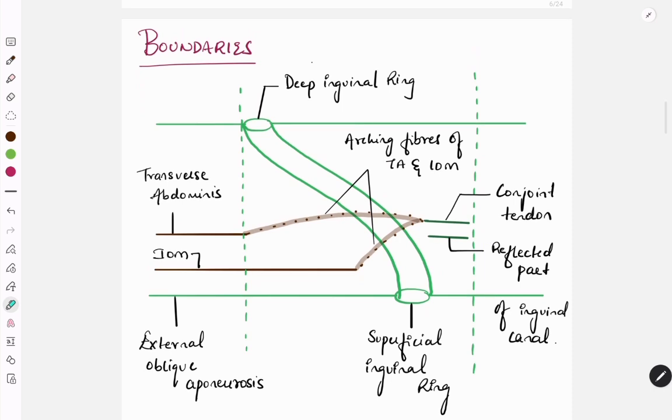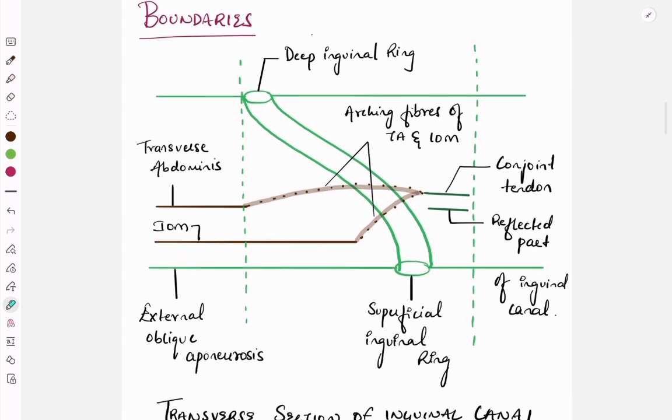So now moving on to the boundaries of the inguinal canal. As you can all see, this diagram is very important, and if you understand this diagram, you can write the boundaries, the relations, everything on your own. Anteriorly, the entire extent of the abdomen, we all know, is covered by external oblique aponeurosis. And over here we have this gap, that is nothing but your superficial inguinal ring. Posteriorly, this is your fascia transversalis, and over there we have this gap, that is nothing but your deep inguinal ring.